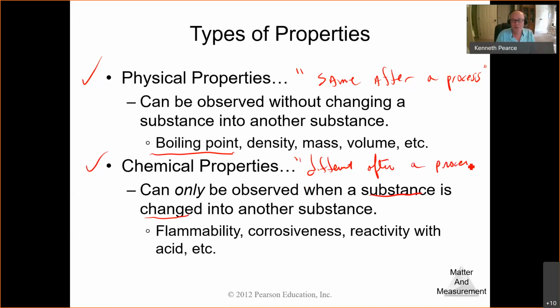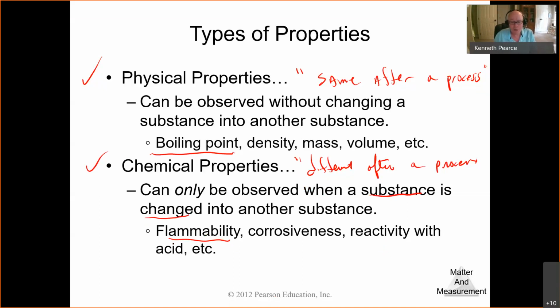Whatever it is that you're doing. So how do you check flammability? You set it on fire. You determine what temperature, or if it's going to burn at all. How do you do it? You pull out a lighter, you light it. If it doesn't burn, it's not flammable. If it does burn, it is flammable.